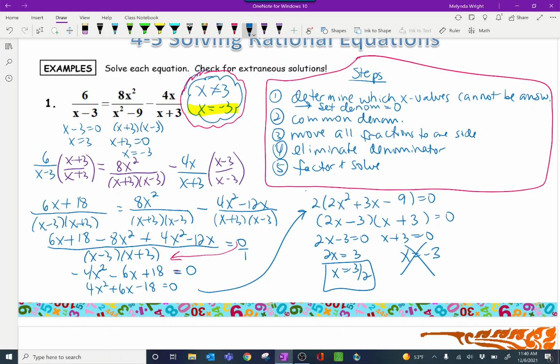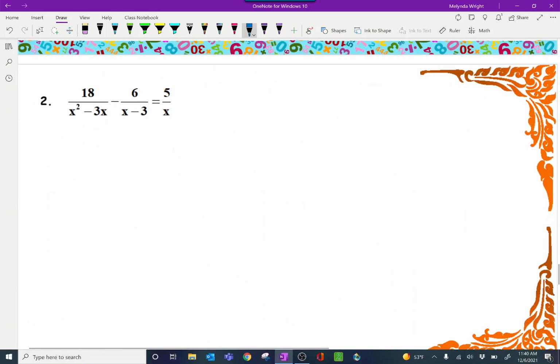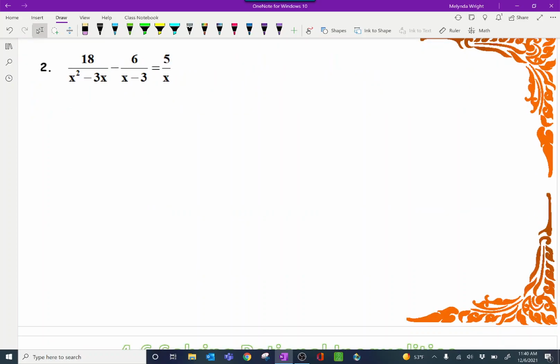We have one more to work on. We're going to use the same steps that we used here. So we're going to look and see what x is not allowed to be. I'm going to factor and set each denominator equal to 0. So x is 0, x is 3. Let's make ourselves a little note: x is not allowed to be 0, and x is not allowed to be 3. Okay, we have that listed.